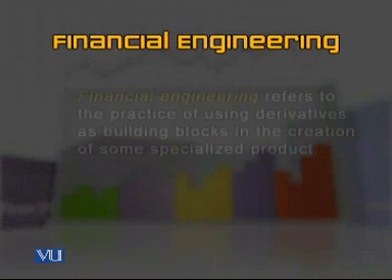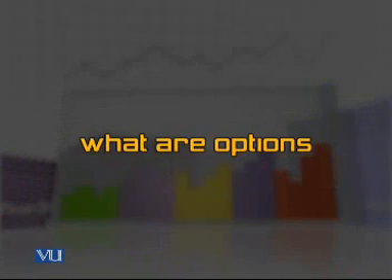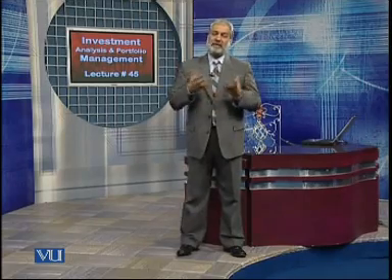You could also be talking about financial engineering, which refers to the practice of using derivatives as building blocks in the creation of some specialized product. So these are the ways that you could use the products included in the derivatives market. Options are another way you could use the market, and options are products that you have the right but not the obligation to fulfill. So you could use an option, sell it to another person, let it go waste, or exercise it.